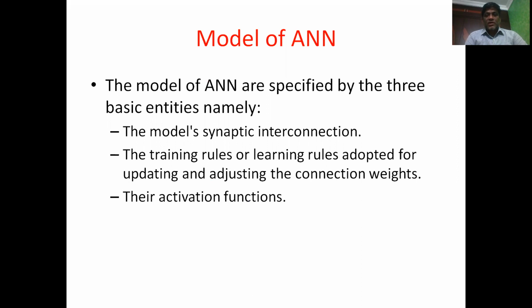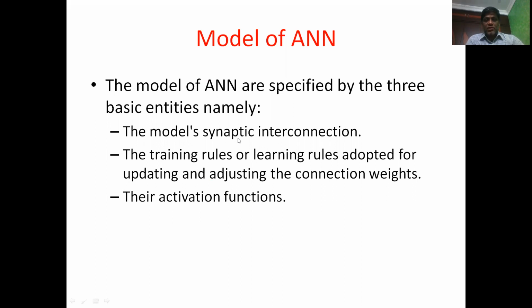The model of ANN are specified by three basic entities, which are nothing but the synaptic interconnections between the neurons of neural network, the training rules or learning rules adapted for updating and adjusting the connection weights, and the third entity is activation functions. We have already discussed about activation functions in our previous classes, and these training rules and learning rules will be discussed in the next class.